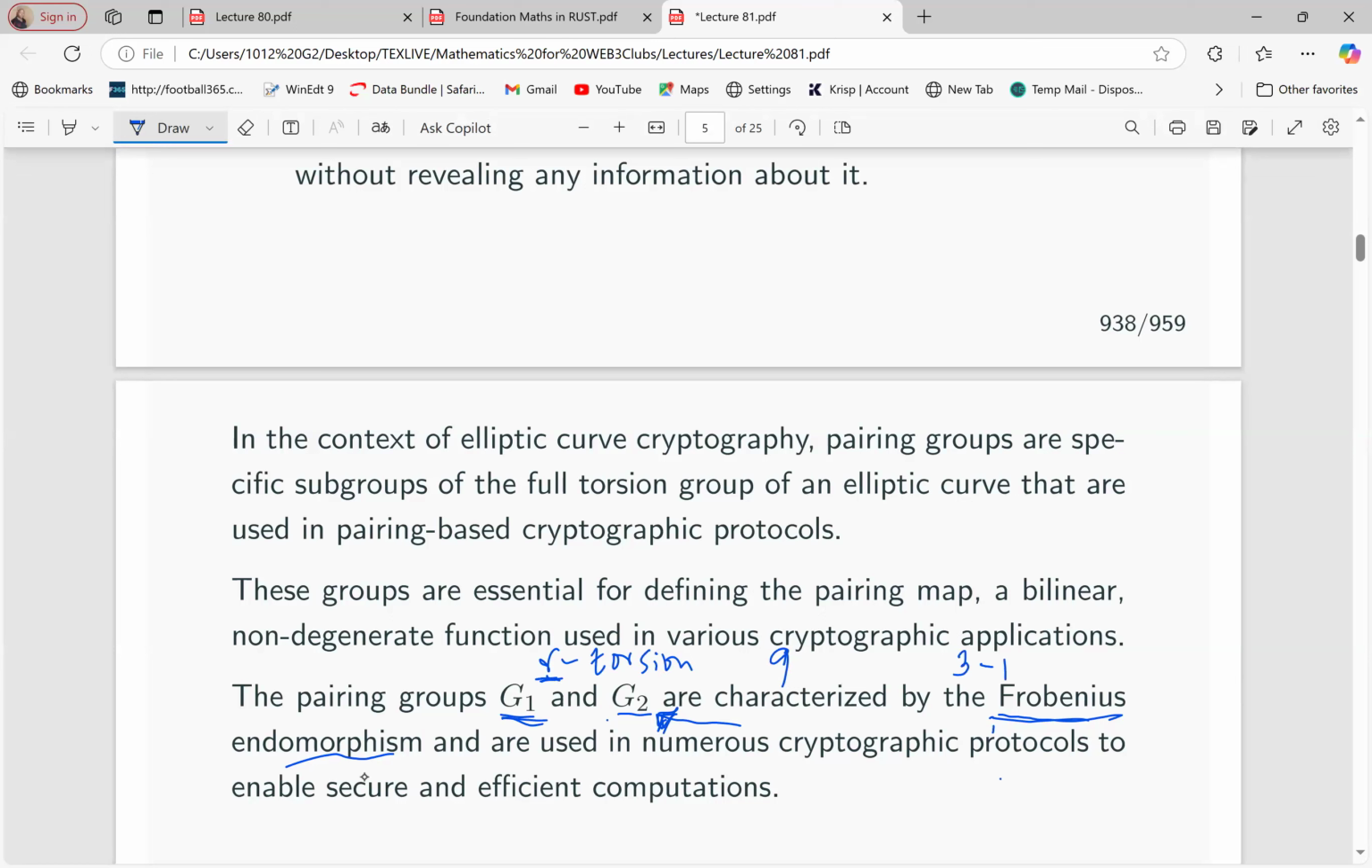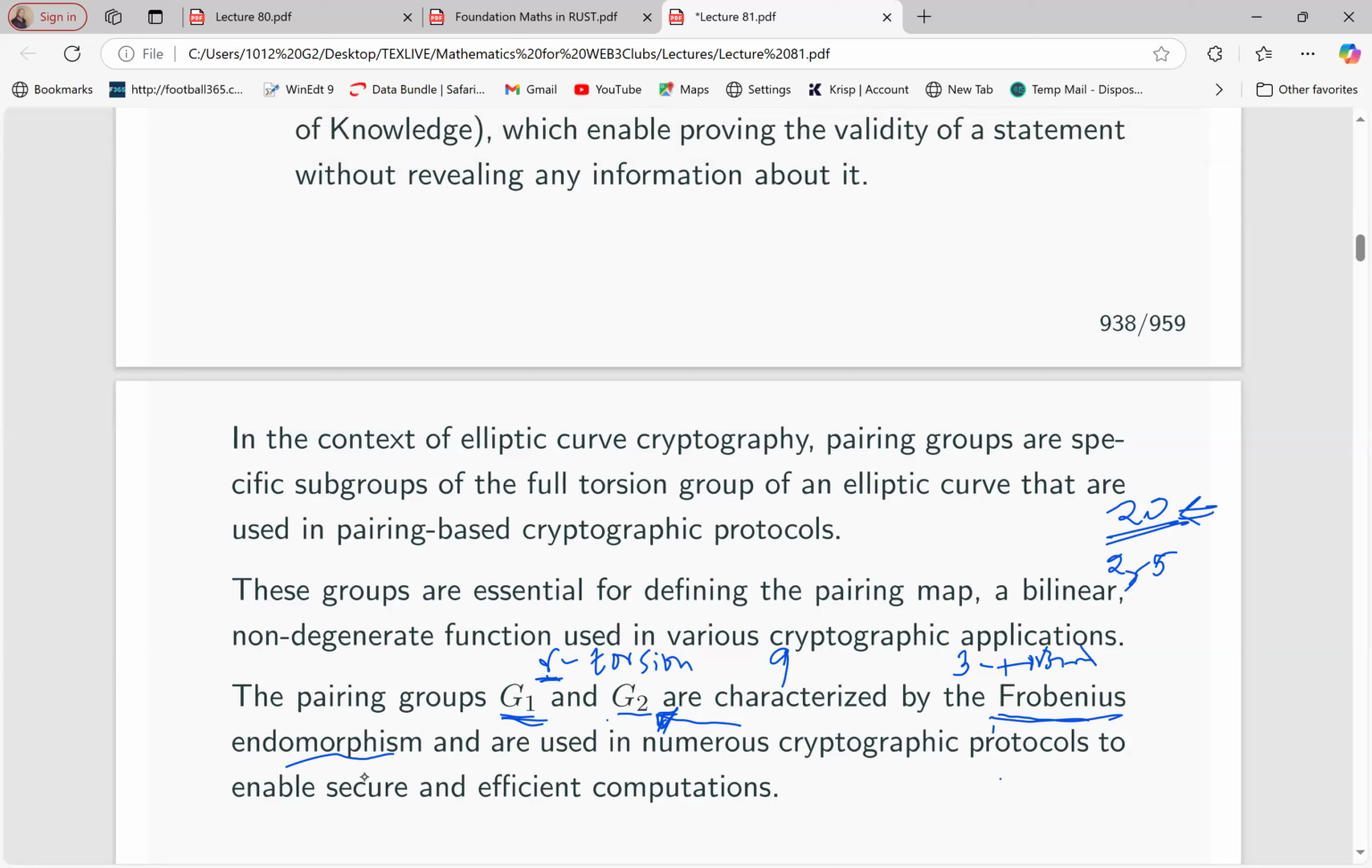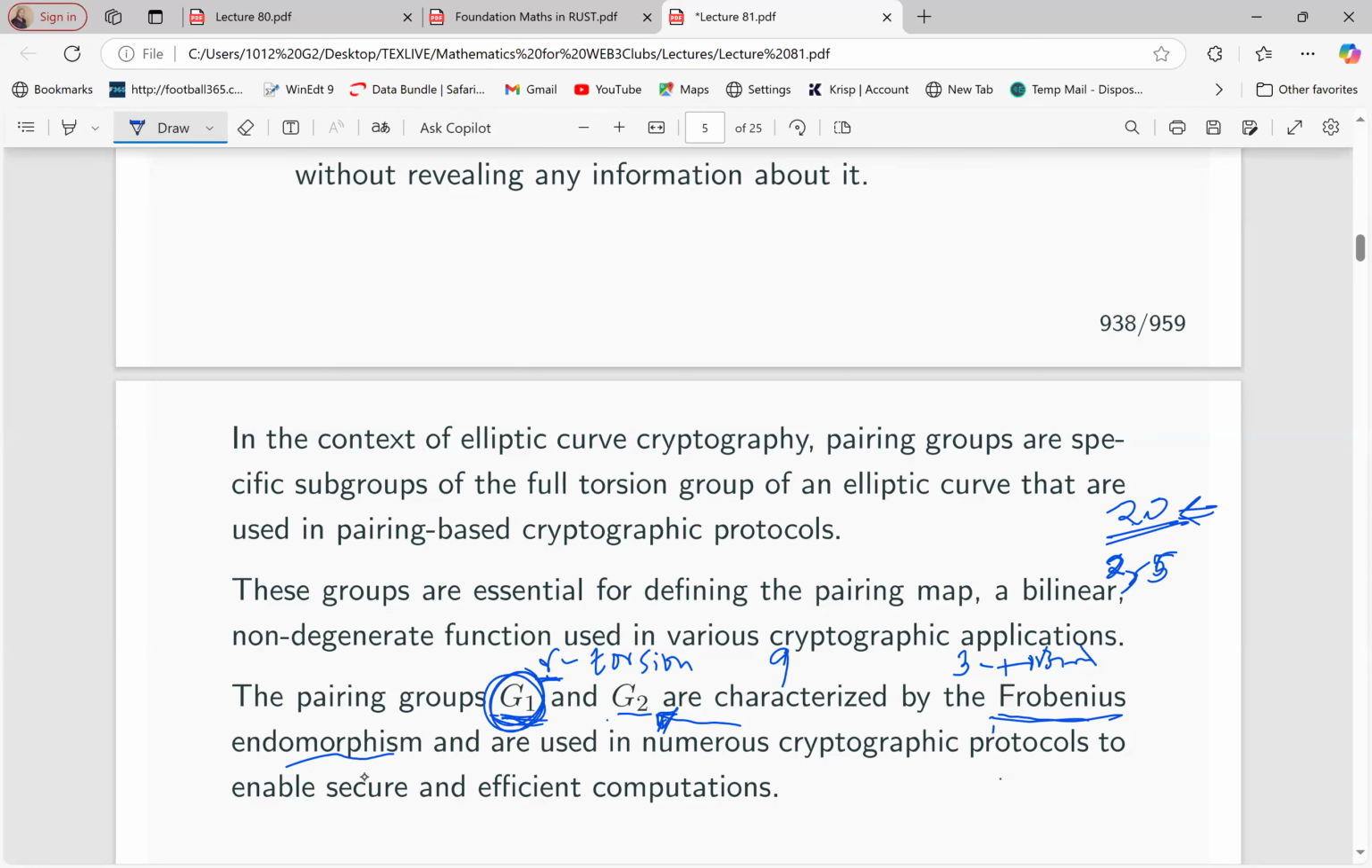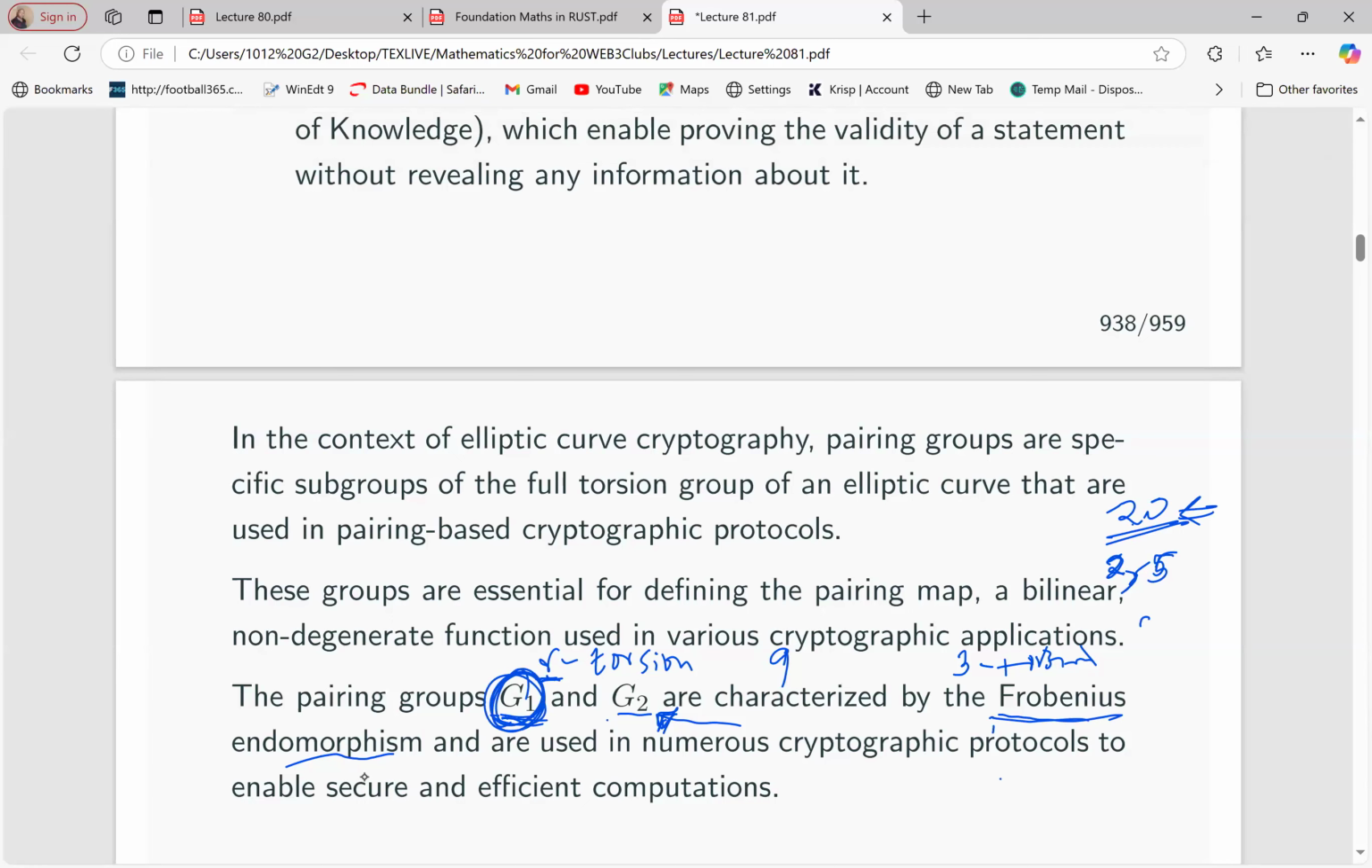So we can have a 3-torsion group. If the order of the group is 20, then the prime divisors of this order are 2 and 5. 2 can divide that, and 5 can also divide that. But for the sake of this calculation, when you're calculating G1, you find the 5-torsion. So you use the largest divisor.